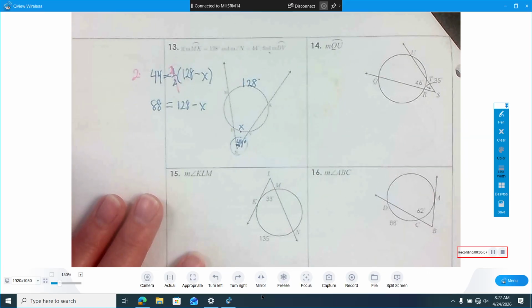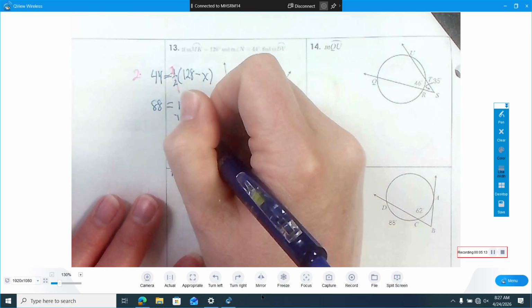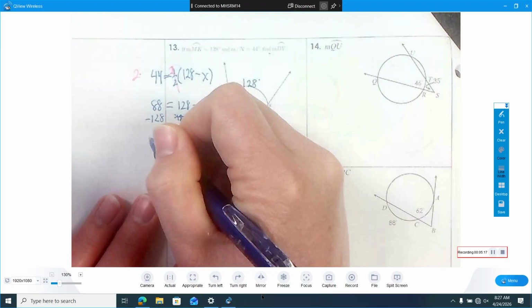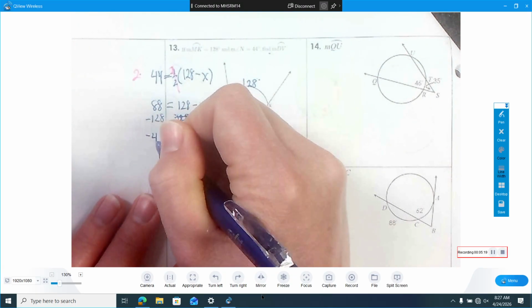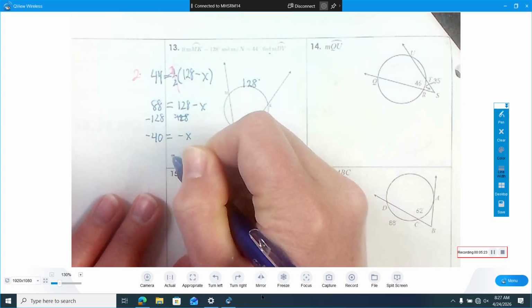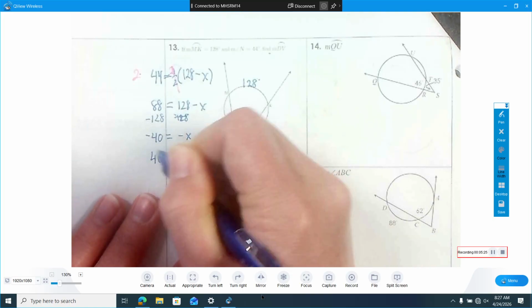I don't have a calculator, you guys. It's all on you. Subtract 128 from both sides. Negative 40 equals negative X, which means X equals positive 40.